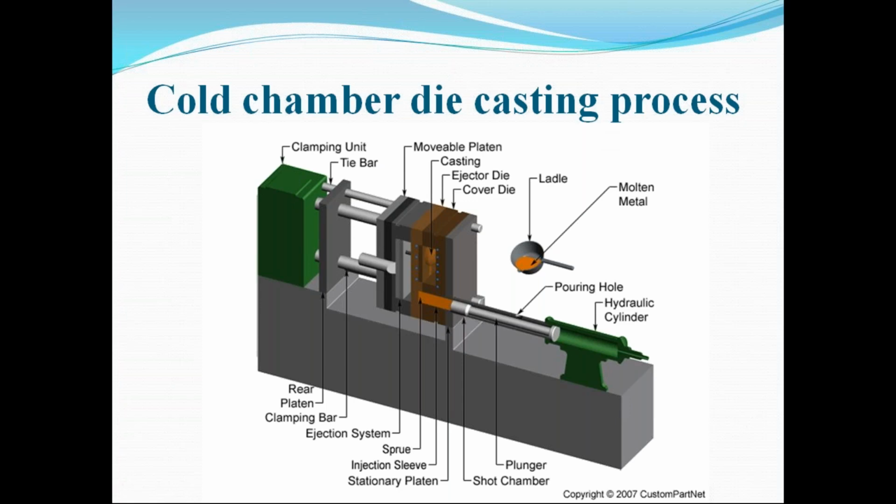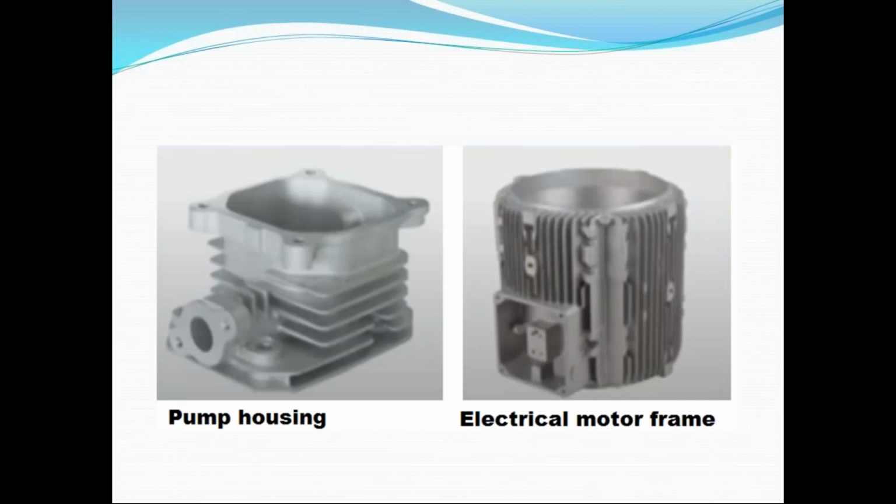Then the next one. These are the products which are generally prepared by the cold chamber pressure die casting process. This is a pump housing, electrical motor frame. There are lots of others also prepared by using this process.